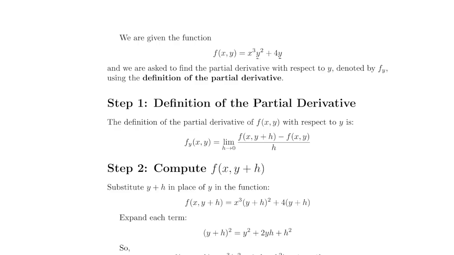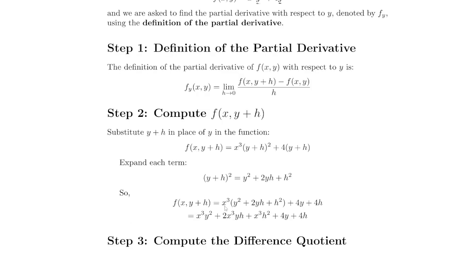(y + h) quantity squared is y squared plus 2yh plus h squared. And so we're going to multiply that by x cubed and then add 4y plus 4h to get x cubed times y squared plus 2x cubed y times h plus x cubed times h squared plus 4y plus 4h. So that's just this part right now.